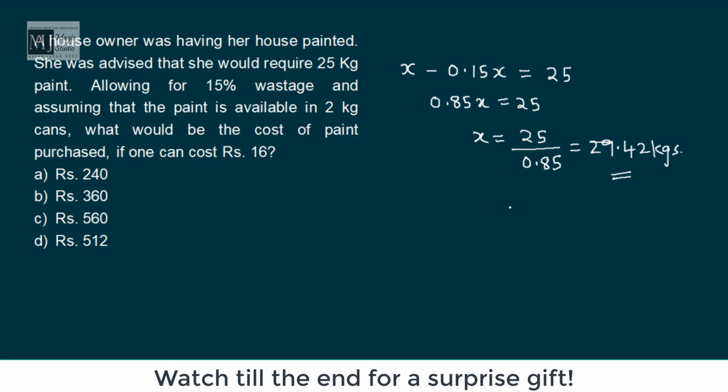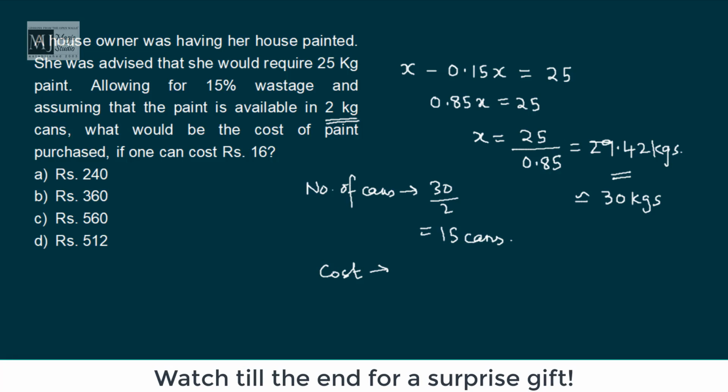But she can't purchase 29.42 kg, isn't it? So let me upper bound it to 30 kgs because it's given that paints are only available in cans of 2 kgs. So for 30 kg paints, number of cans required would be 30 by 2, that is 15. And so cost of paint would be 15 cans at the rate rupees 16 per can. 15 into 16 is rupees 240. Option A fits in.